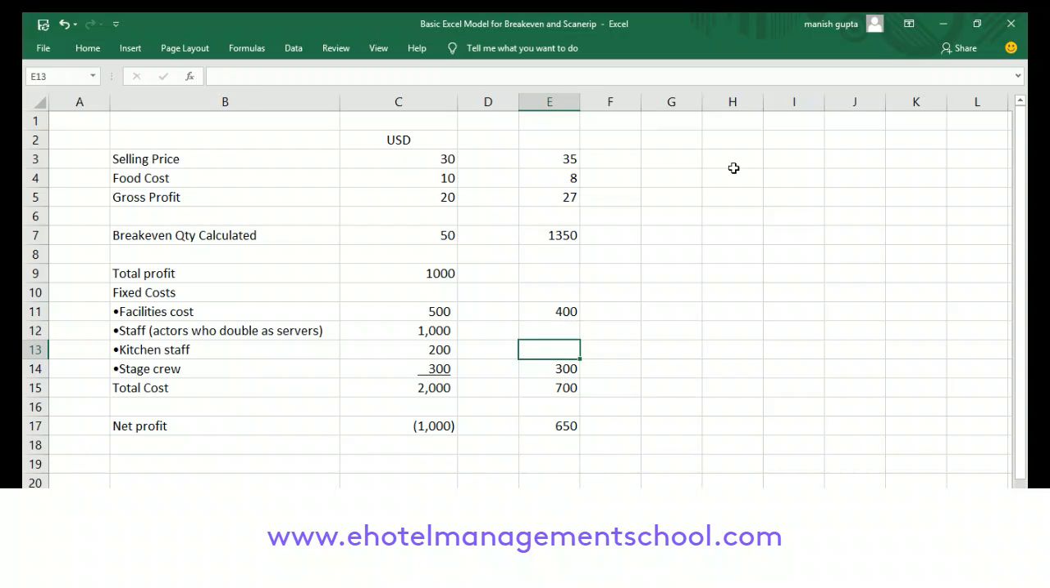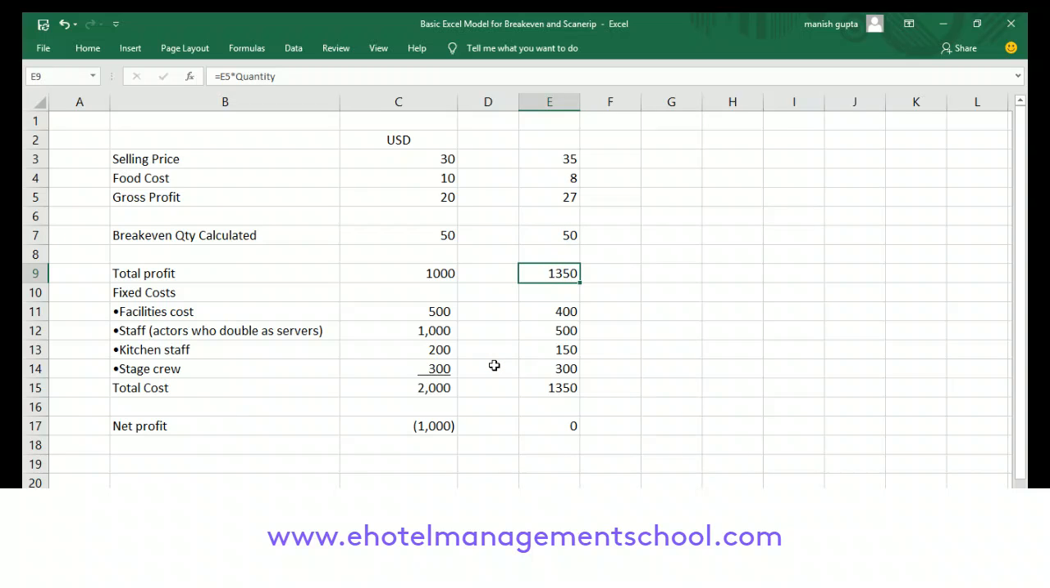So now you are able to spend only another 650 on both the kitchen and the staff. So now let's say we are able to control the kitchen, do the multitasking and everything else, but we are not able to reduce it beyond 150. So what you need is to be able to do the staff, which is actors doubling up as servers, for only $500. So these are your targets to become profitable, in case you need to sell only 50 quantity.